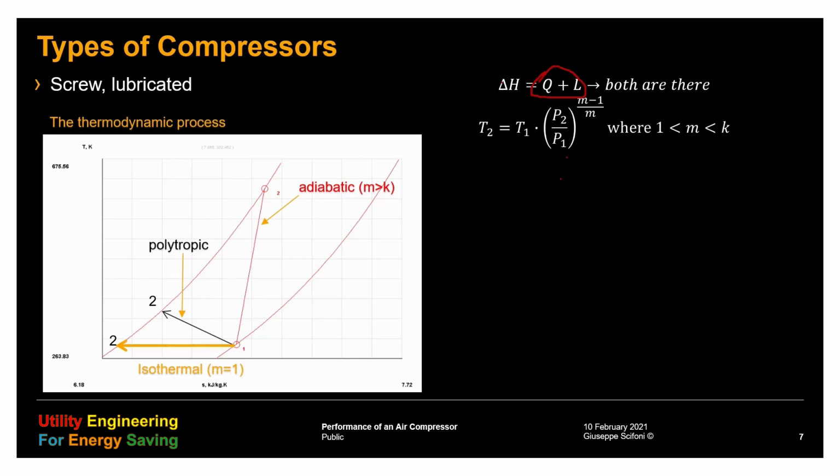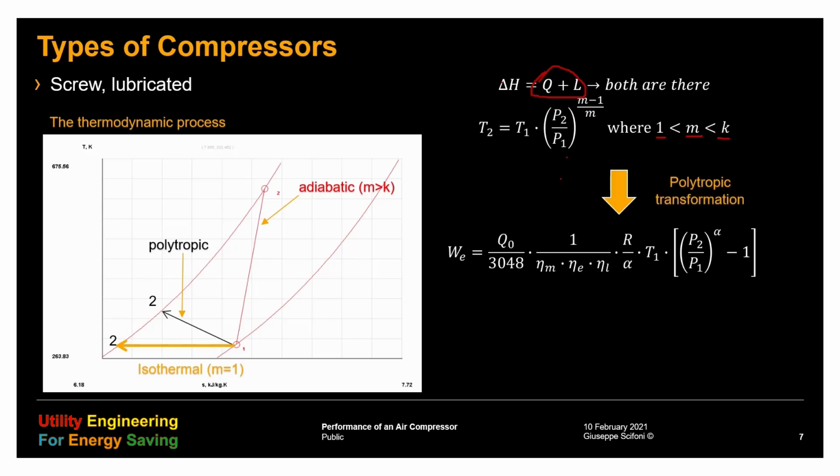The equation is similar to the isentropic, but the coefficient m is a number between 1 and k. And we come to this expression for the power, which is formally similar to the one we have seen, but in place of epsilon we have alpha, which is m minus 1 divided by m, and then the number of stages is only 1, because those machines are mostly single stage. And moreover, the polytropic efficiency disappears because transformation is already polytropic.